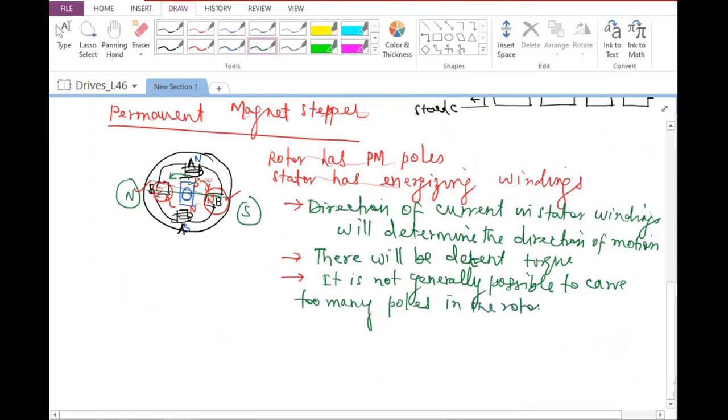So the step angle is somewhat large in a permanent magnet stepper motor.